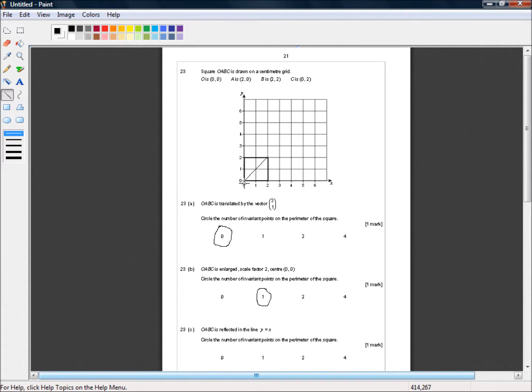So what points are there that are going to map to themselves? Well, 0, 0 will still map to 0, 0 if we're flipping across this line here. And 2, 2 will also map to 2, 2. Everything else will be reflected and will be on its opposite side. The y will become the x, and the x will become the y. So there are only 2 invariant points. So our answer here is 2.